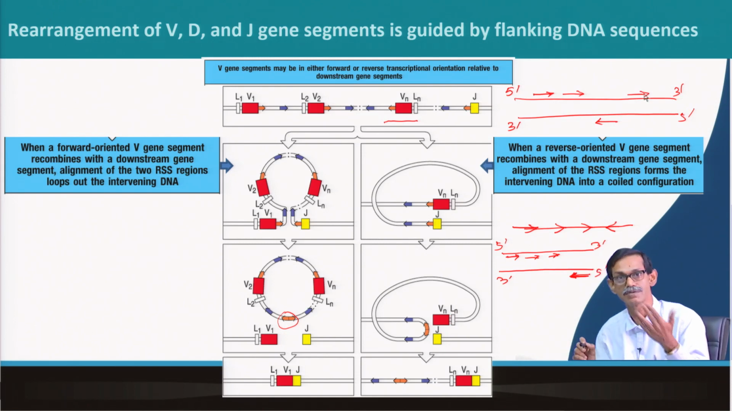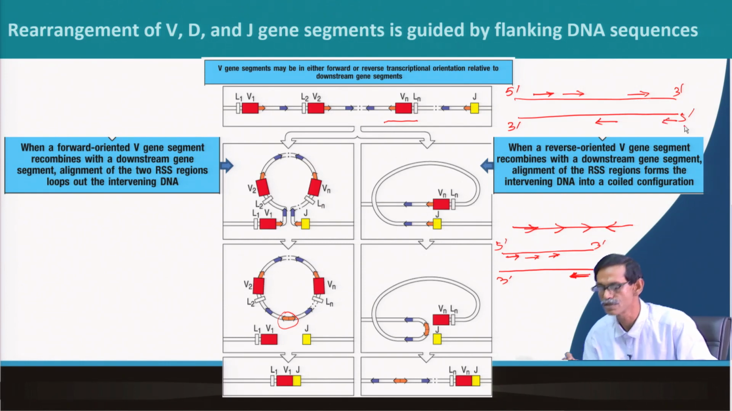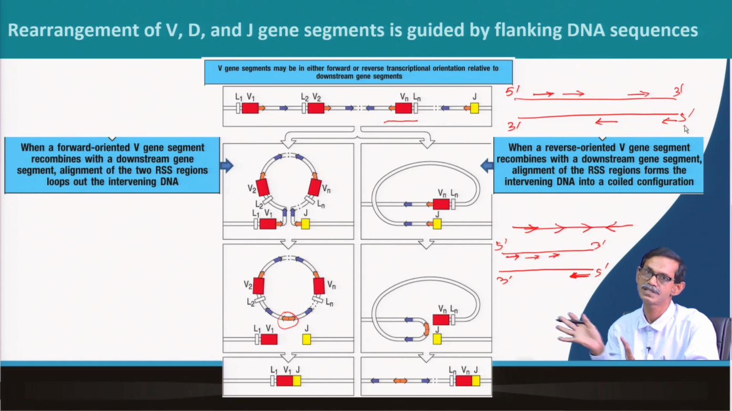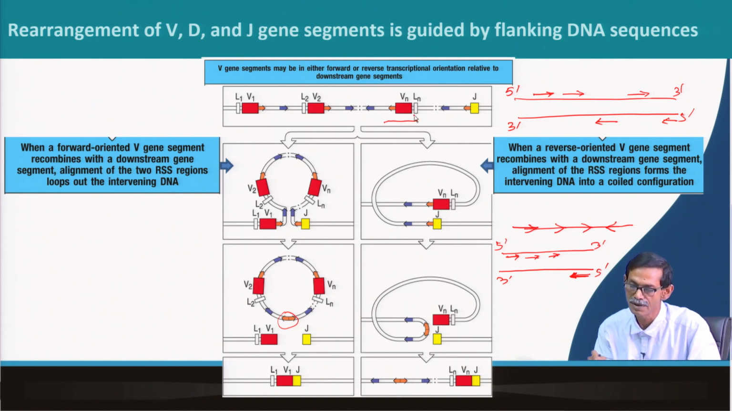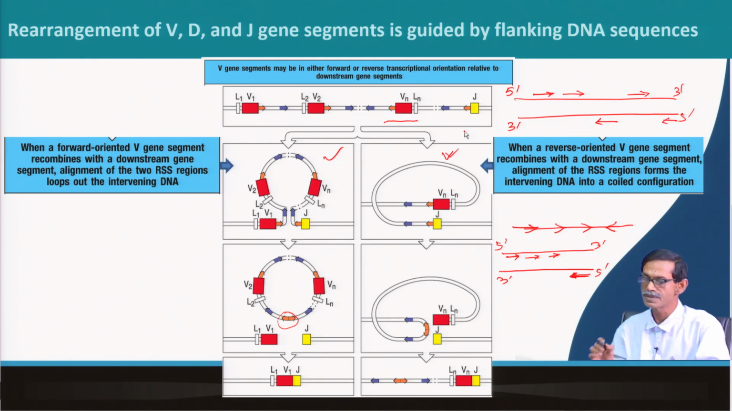I do not remember exactly how all this orientation is, like how all the V are located. It may be like this, right. Some V may be in this direction, some V may be in this direction. Whatever the direction, if it is in the same direction, with J in the opposite direction, like this direction is V and J is this, then it will go this way, and if it is on the other strand it will go this way. Clear? So, these are the two things.